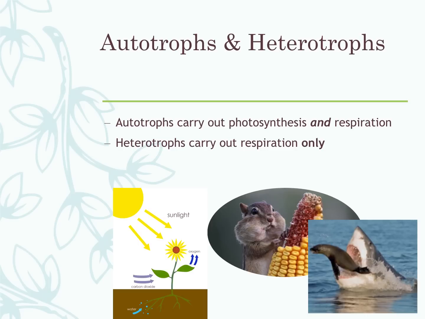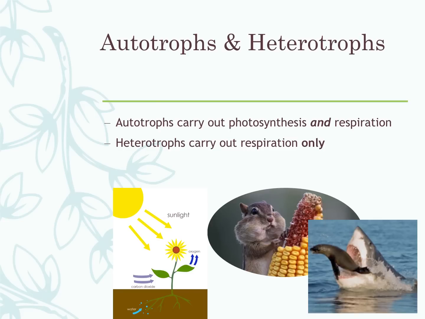Heterotrophs carry out respiration only. Heterotrophs have to consume other organisms in order to get the sugars that they need. So if you look at the bottom, we have the flower. That's going to be an autotroph. It carries out photosynthesis by taking sunlight and turning it into sugar.